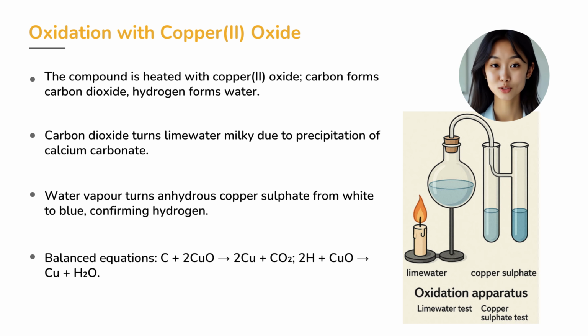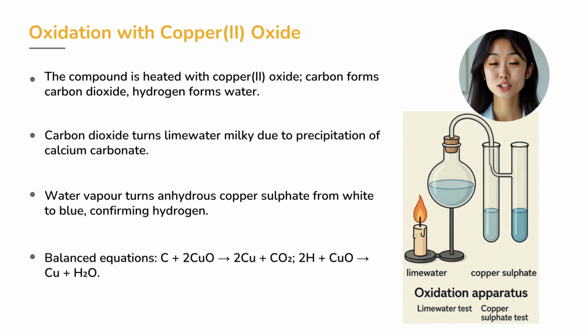Let's begin with the most basic elements, carbon and hydrogen. To test them, we heat the organic compound strongly with copper oxide. During this process, carbon is oxidized to carbon dioxide gas and hydrogen is oxidized to water vapor. The carbon dioxide gas, when passed through lime water, turns it milky because calcium carbonate precipitates. The water vapor, on the other hand, converts white anhydrous copper sulfate into bright blue hydrated copper sulfate.